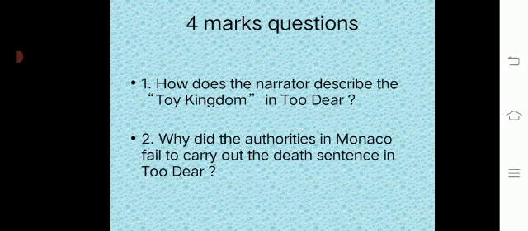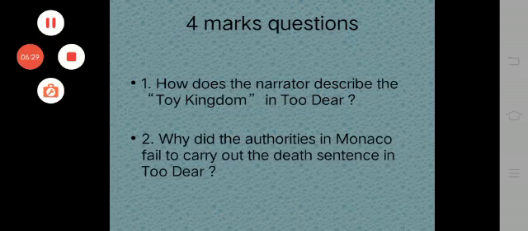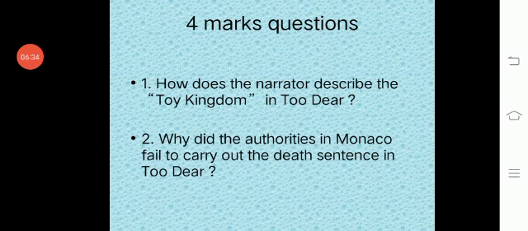Answer the following in about 80 to 100 words each, which carries 4 marks each. So first we will go through some 4 marks questions pertaining only to the lesson unit 2. Now, question number 1. How does the narrator describe the toy kingdom in Unit 2?